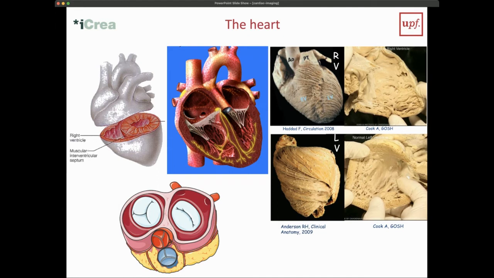Now, another thing you see when you look at this ventricle is that the outside of the heart is very smooth, but the inside of the ventricles is very spongy. That's what we call trabeculated. This is the inside of a left ventricle, and this is the inside of a right ventricle. You see that the right ventricle is much more trabeculated than the left ventricle.